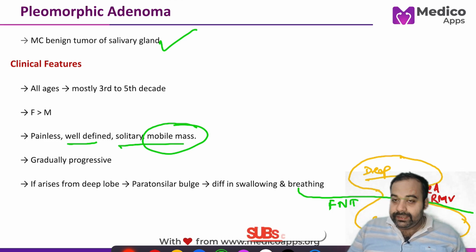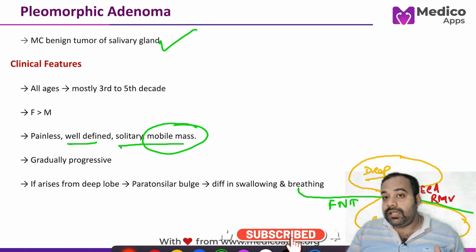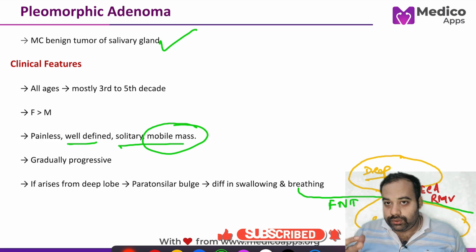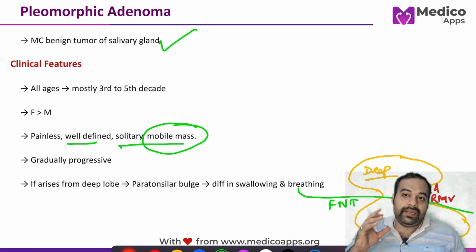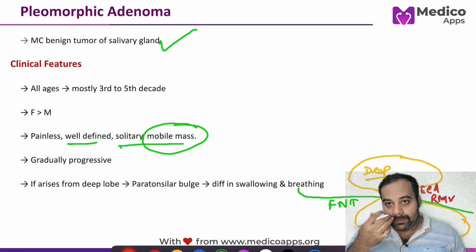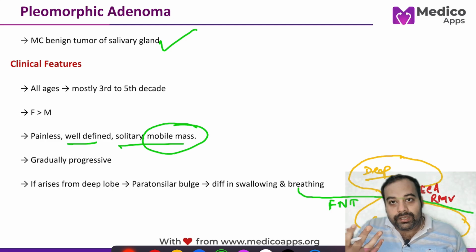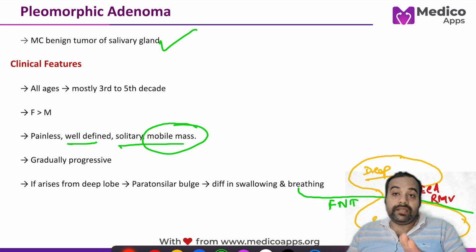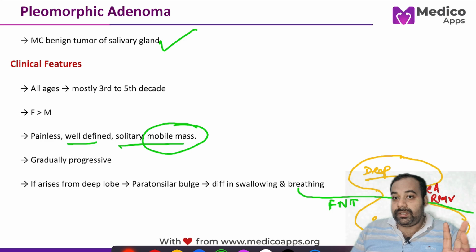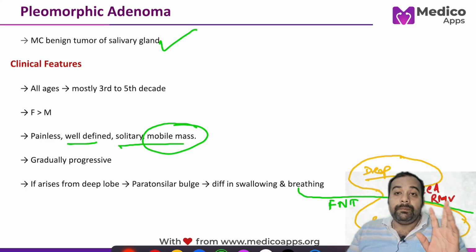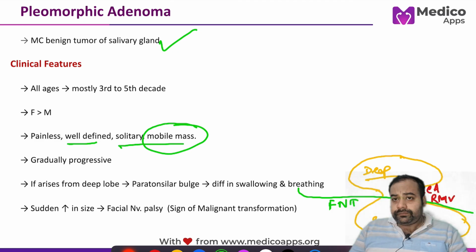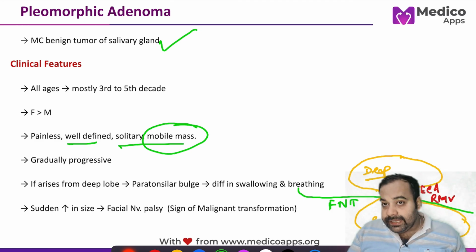So in that case it will eventually present to you with a parapharyngeal, paratonsillar bulge. So inside the oral cavity there is a bulging in the paratonsillar area. That will eventually give the patient much more difficulty in swallowing food and everything. And also there is a fair chance the patient might come to you with breathing difficulty as well.